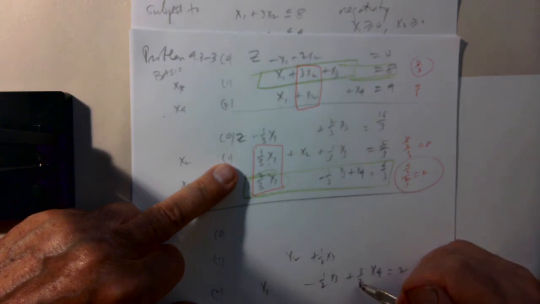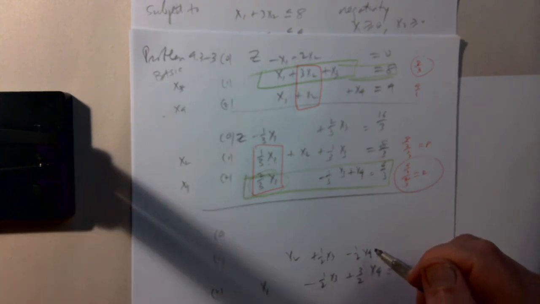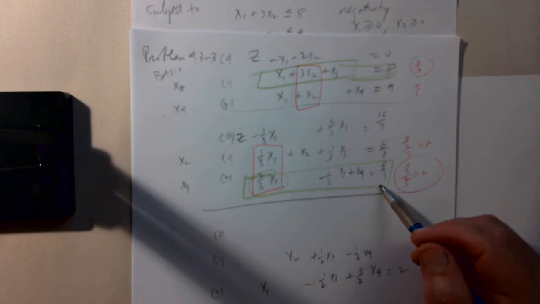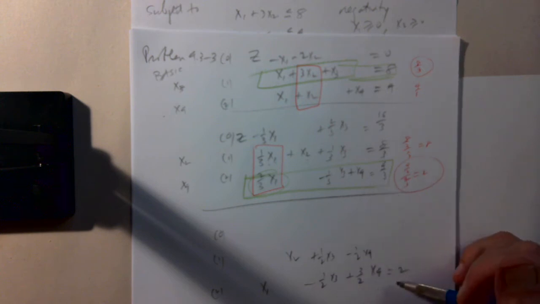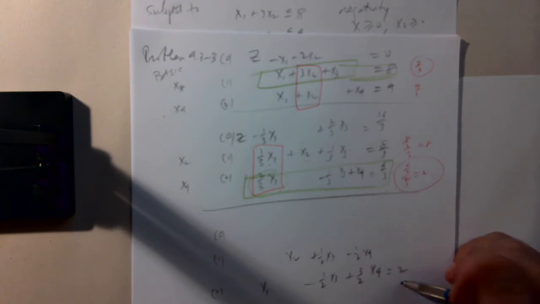0 minus 1/3 times this is minus 1/2 x4. 8/3 minus 1/3 of 2, that's 8/3 minus 2/3, that's 6/3, that's 2.